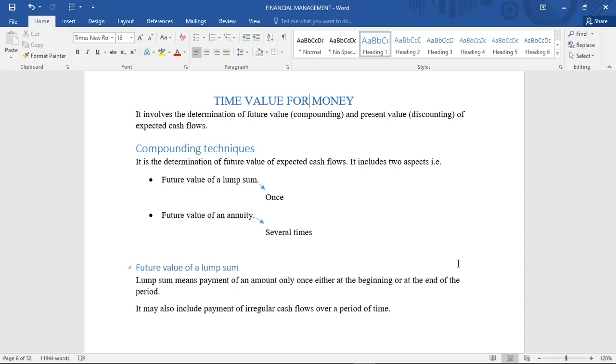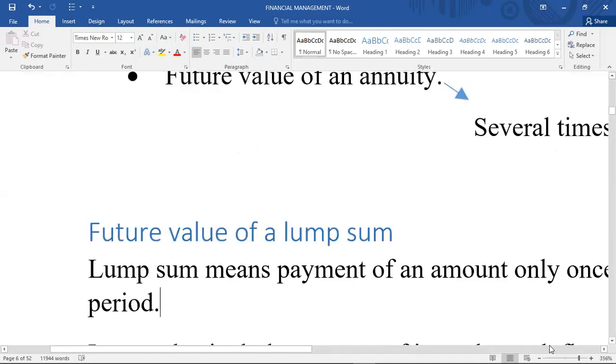Now, when I look at the aspect of the future value of a lump sum, the lump sum means payment of an amount only once, either at the beginning or at the end of the period. So the lump sum amount might be received maybe at the beginning of the accounting period or at the end of the period.